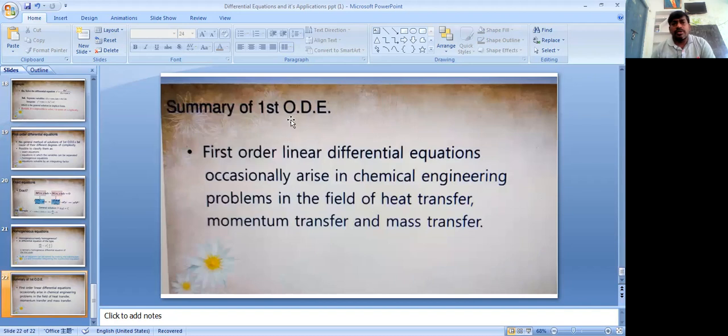Summary of first order differential equations. First order linear differential equations occasionally arise in chemical engineering problems in the field of heat transfer, momentum transfer, and mass transfer.